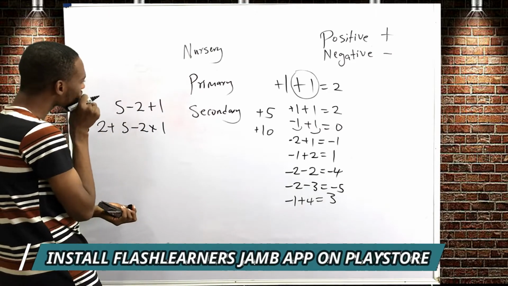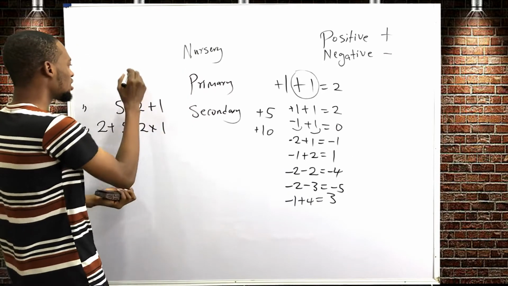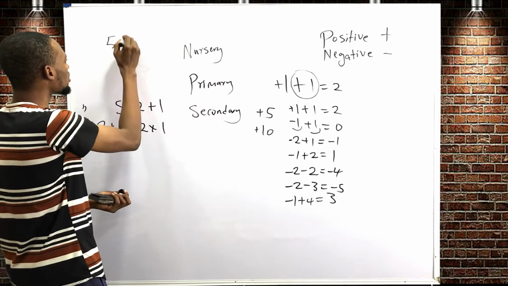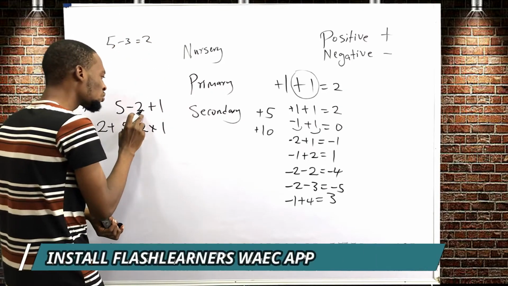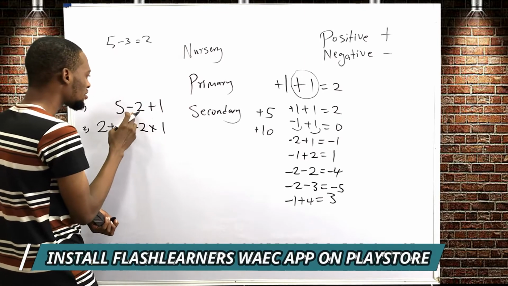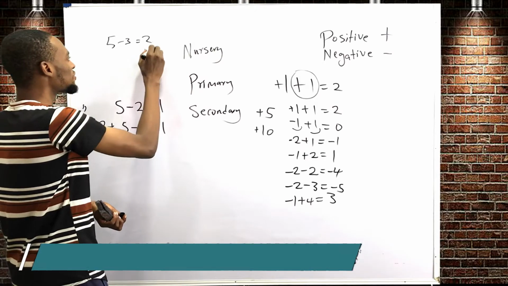You can say 2 plus 1 is 3. That means you have 3 here. 5 minus 3, that's 2. You can as well say 5 minus 2, that's 3. 5 minus 2 is 3, plus 1 is 4.